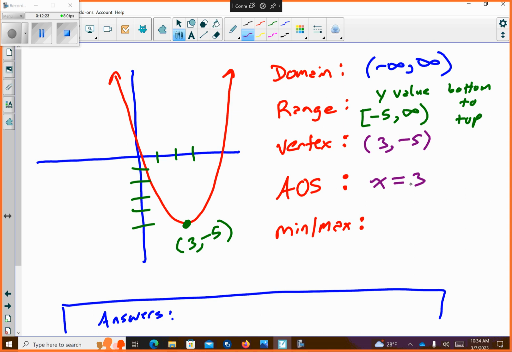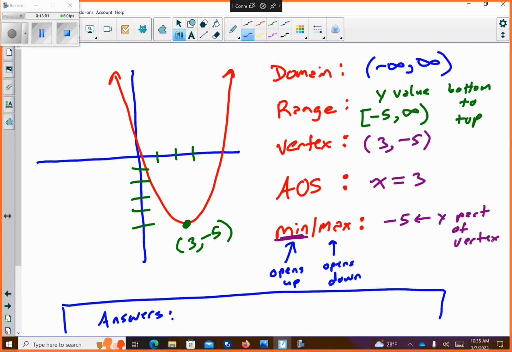Okay. Another thing that might be valuable for you to write down. You have a minimum if it opens up. You have a maximum if it opens down. So which does this one do? Does it open up or down? Up. So do we have a minimum or a maximum? We have a minimum. And our minimum value is -5. It's the y part of the vertex.